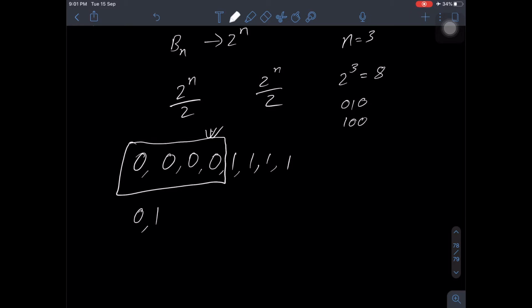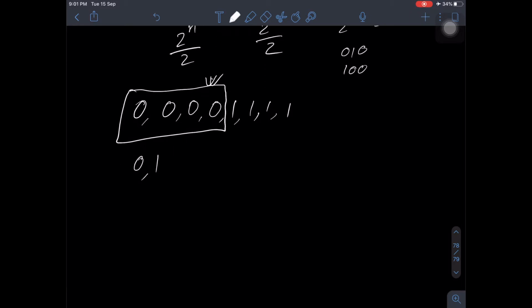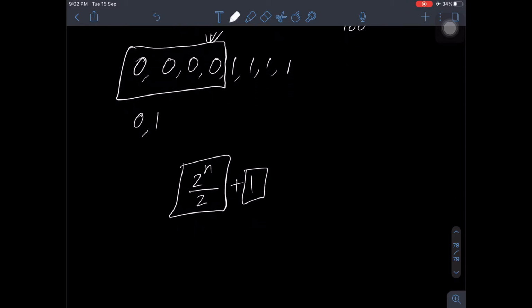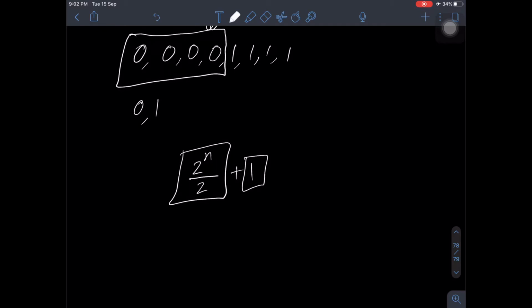So what I mean here is that the query complexity to solve this problem is 2 to the power n by 2 plus 1. So this is the half of the times, and if you do it once more, then you are 100% certain. With 100% certainty you can say for all the cases whether it's a balanced or a constant function. Alright, so the query complexity, what you can see, is exponential in n.